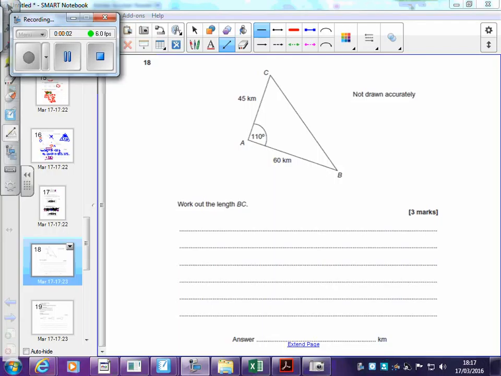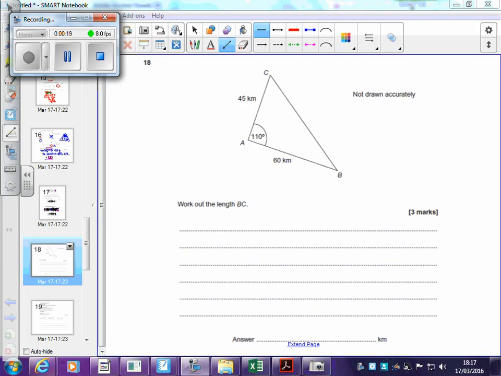Question 18, and we've got a triangle here. It's not a right angle triangle, okay, so I can't do any Pythagoras or SOHCAHTOA with it, but I do need to work out the length BC. So what that means is it's either going to have to be the cos rule or the sine rule, both of which are written on the formula sheet in your book.